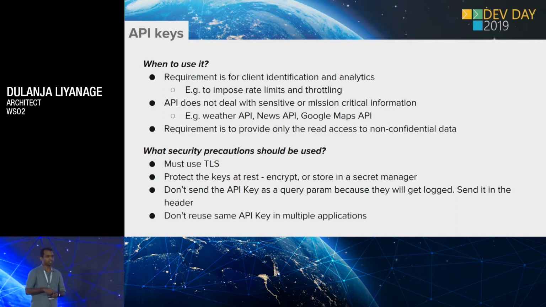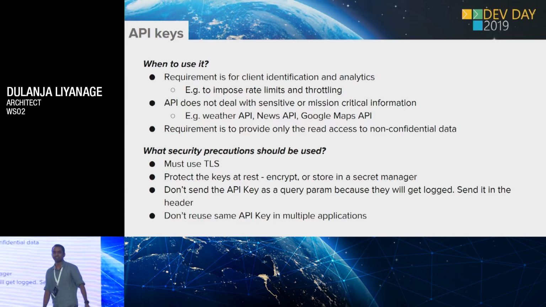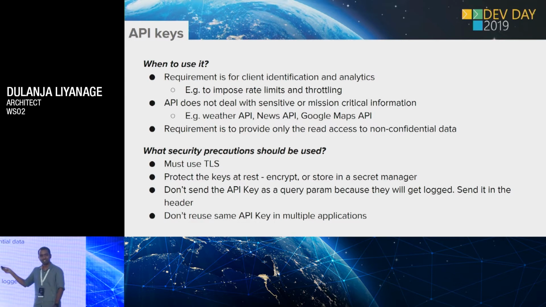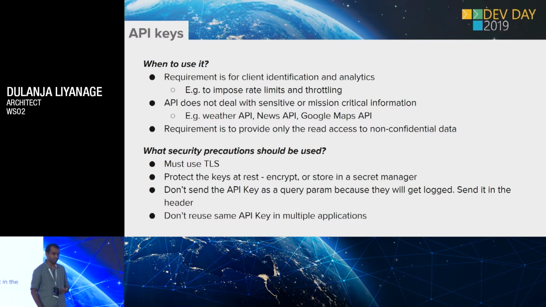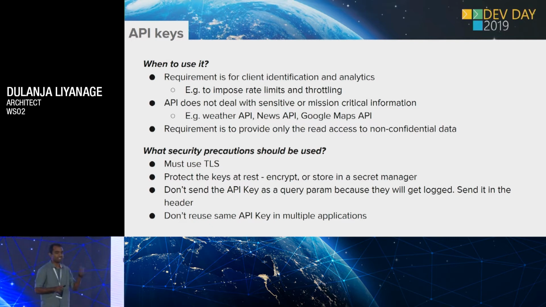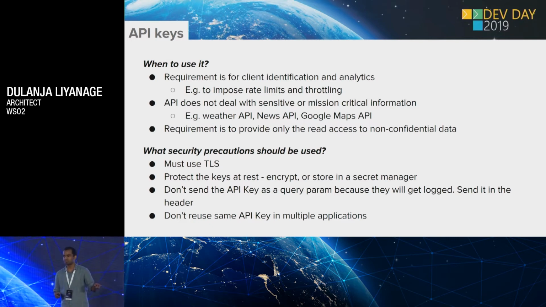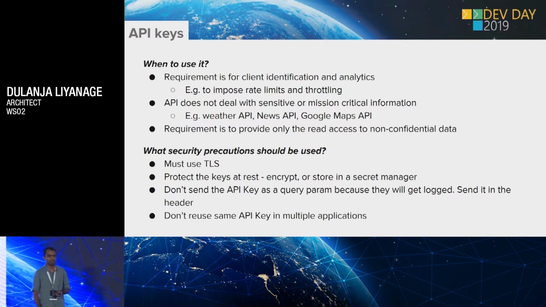So if you decide to use it, what precautions should be taken? TLS, it comes always, right? So for everything I'm going to discuss, TLS is there. So protect the keys at rest. You can encrypt and store in a secret manager. Don't store in XML in plain text, please. And don't send the API key as a query param, because it will get logged in all the proxies. Send it in a header. And don't reuse the same API key in multiple applications. It's obvious, right? You are increasing the threat space.